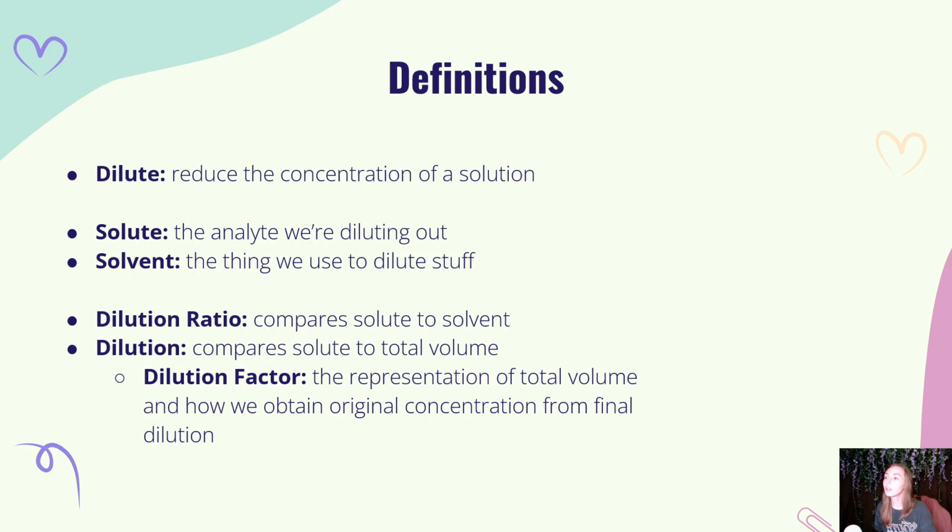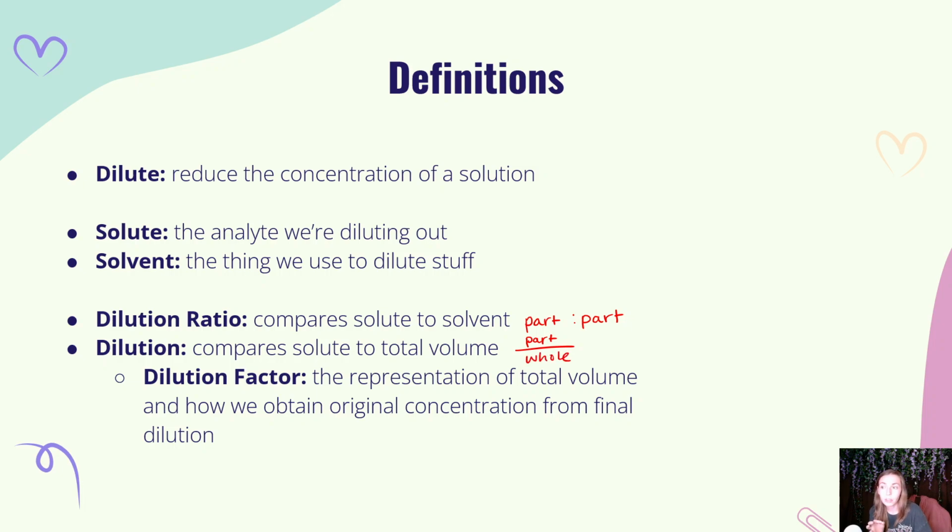If not, ignore it. Now, let's get into the math real quick. Dilution ratio is comparing the amount of solute to the amount of solvent. You are comparing one part to another part. Dilution is comparing the solute to the total volume. So you are comparing one part to your whole.